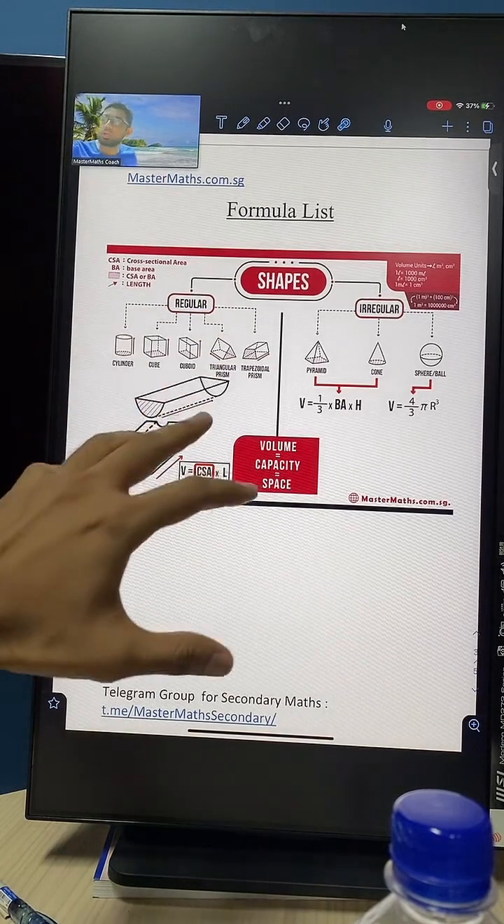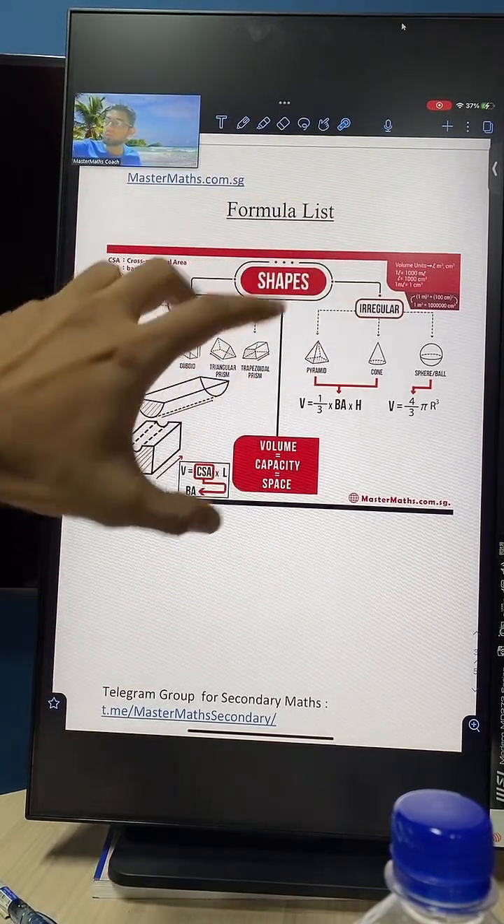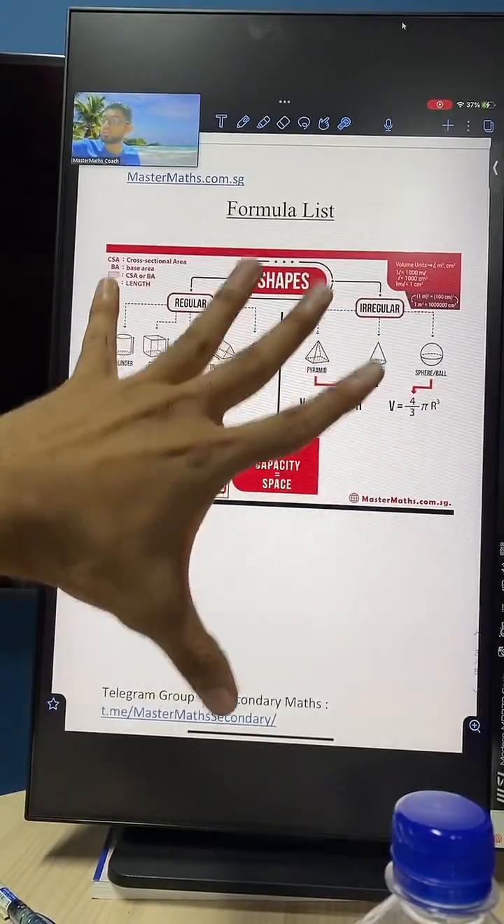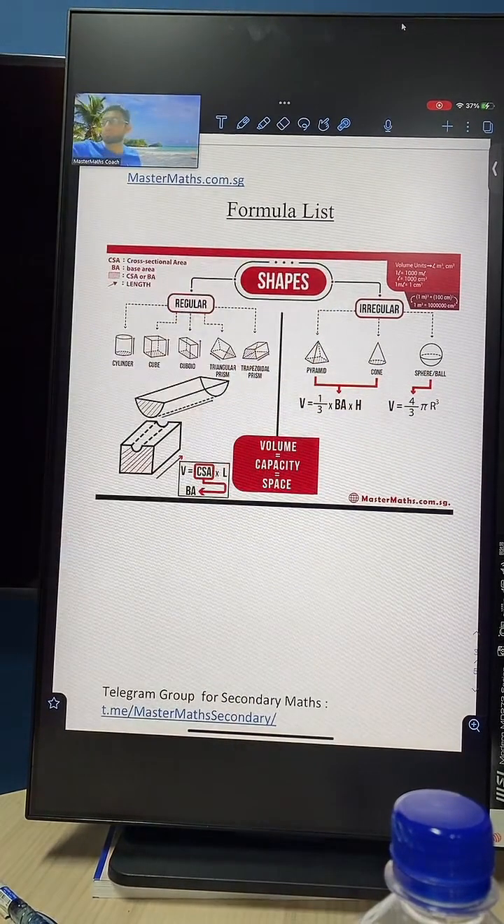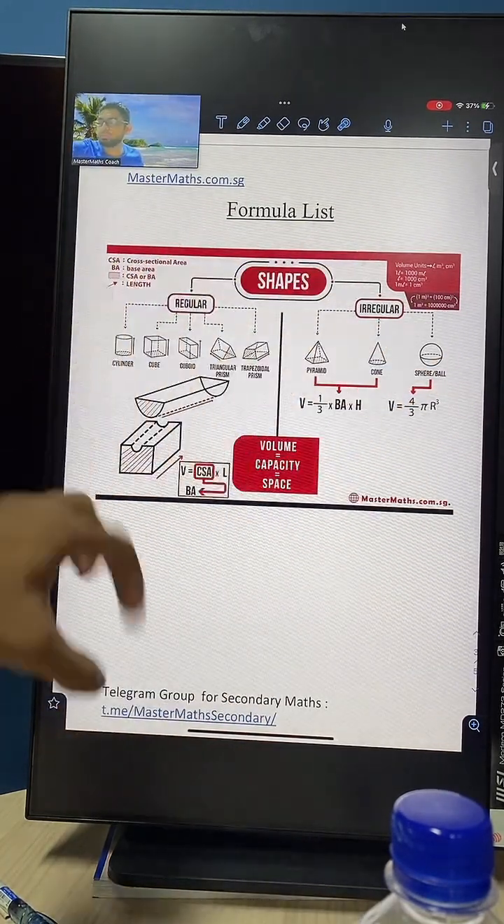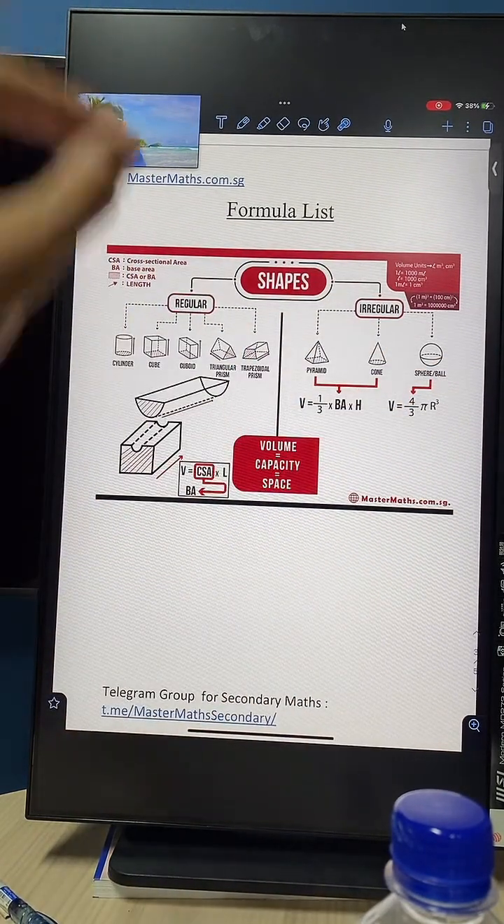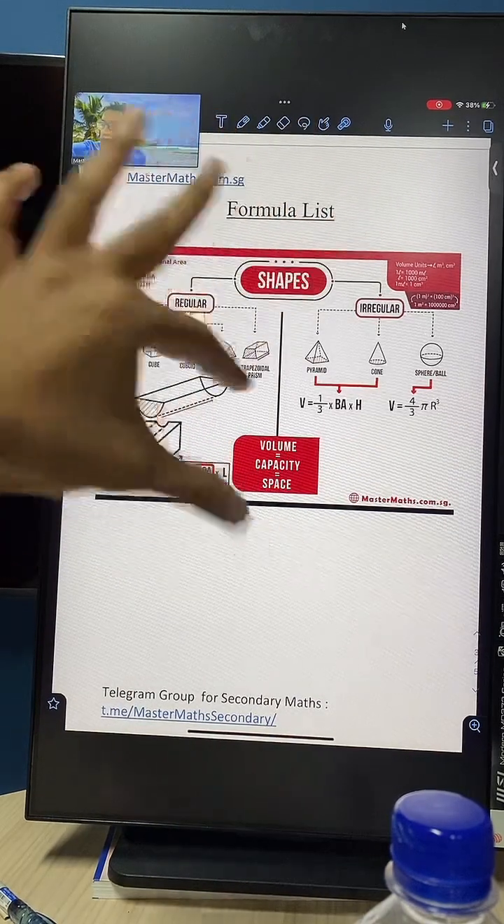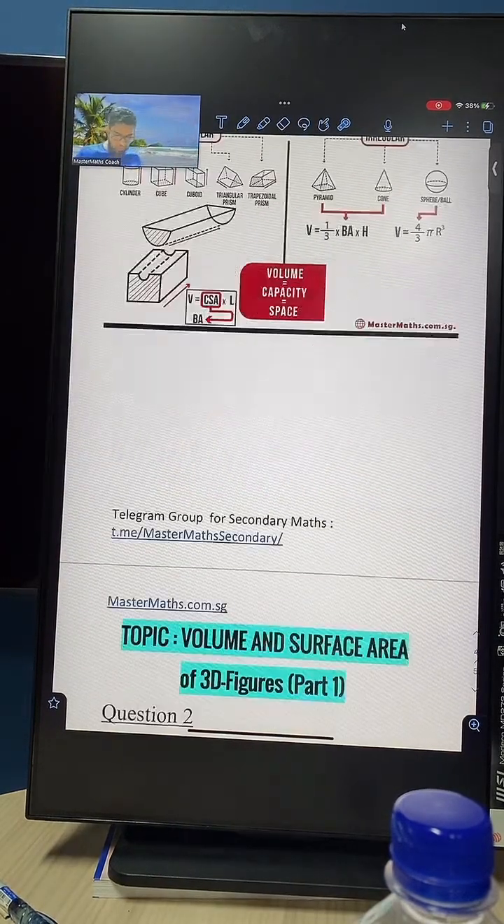This one right here, you can do a screenshot. Friends, do a quick screenshot of this. You can save this, put it in your gallery. If you want to print it, by all means go ahead and print this particular document. These are all the volume formulas that you got to know as a secondary school student. Now friends, let's move on to the next page.